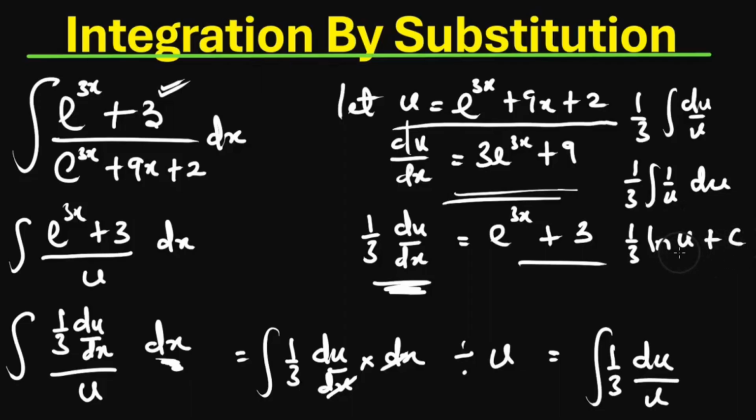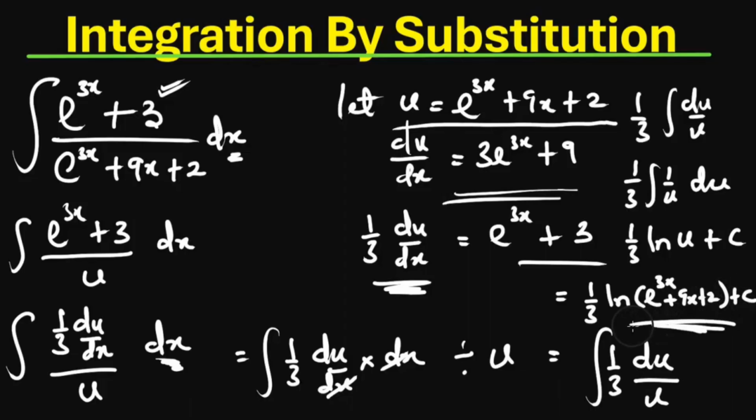And always recall that you are integrating with respect to x, so you must not have u as your final answer. You remember what you made u, so you replace it back. So the final answer now becomes 1/3 ln(e^(3x) + 9x + 2) plus c. And that is it.